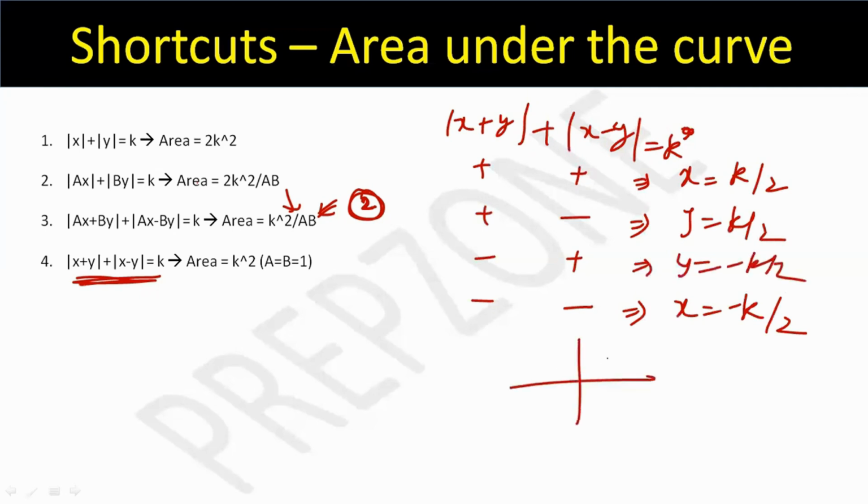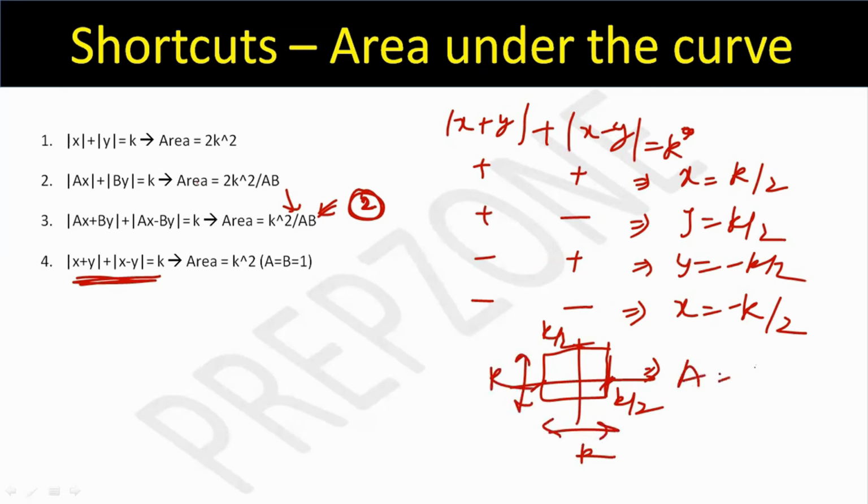So if you plot this graph, it is nothing but a square at k by 2. So if you see the area, this is k by 2, this is k by 2. So this entire thing is k and this entire thing is k. So area is nothing but k square.